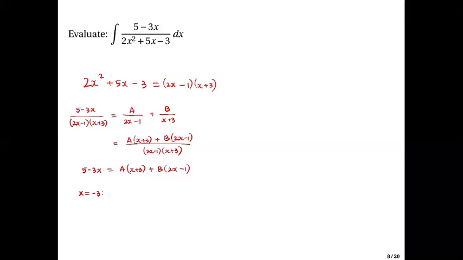So on the left-hand side, we have 5 minus 3 times -3. On the right-hand side, we just have b times 2 times -3 minus 1. So 5 plus 9 is equal to -7b. So 2 times -3, that's -6, minus 1, that's -7. The left-hand side, 5 plus 9, is 14. Which means that b here is just 14 over -7, and that's equal to -2.